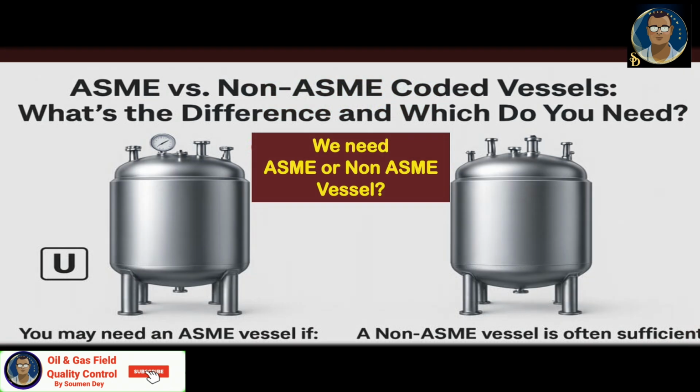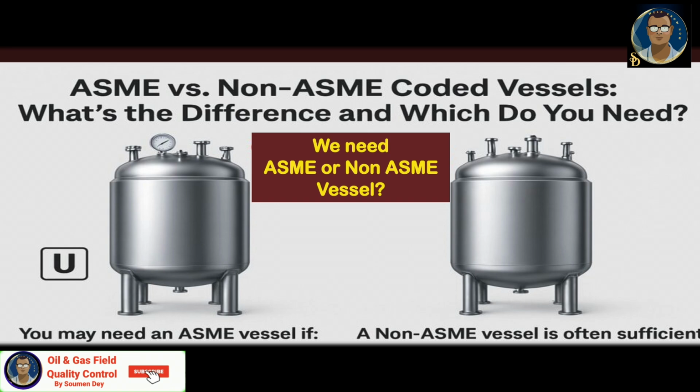If we compare ASME versus non-ASME coded vessels, what is the difference actually and why should we go for an ASME stamped vessel? Let us compare. For the U stamp vessel at the left, you may need an ASME vessel if your process involves pressure above 15 psi internal or external. You are working with hazardous or volatile material. Your local, state or country regulation requires it. You need third party insurance approval. You operate in pharmaceuticals, aerospace, nuclear or other highly regulated industries.